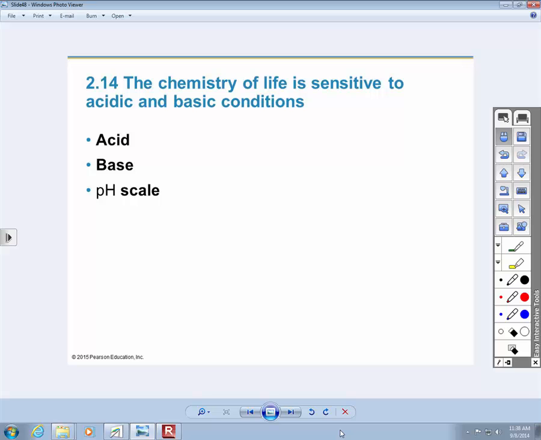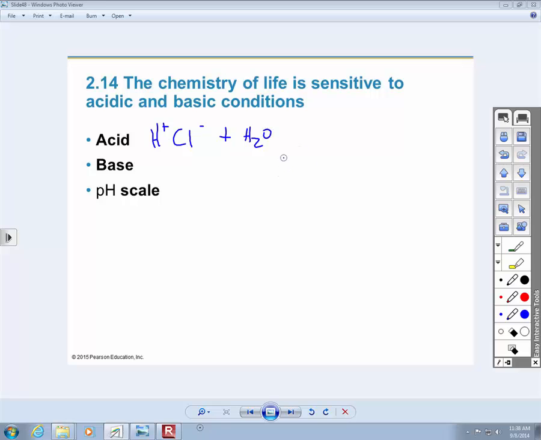Okay, acids and bases. Acids are going to release. Now, there are lots of different acids out there, like hydrochloric acid, HCl. Now, chlorine is very electronegative. Hydrogen will lose its electron to chlorine because it picks up the one electron that hydrogen has. That is an acid.